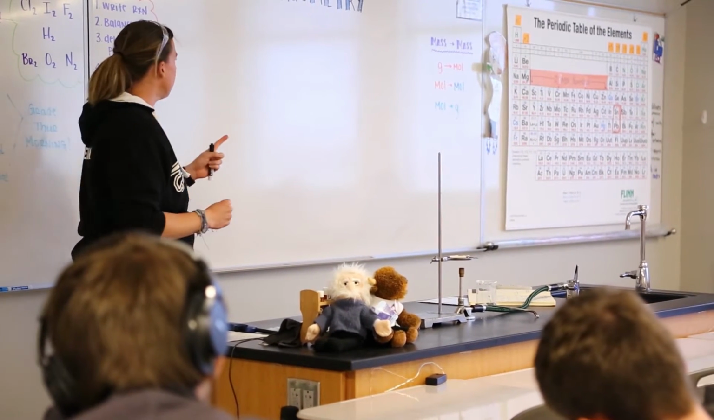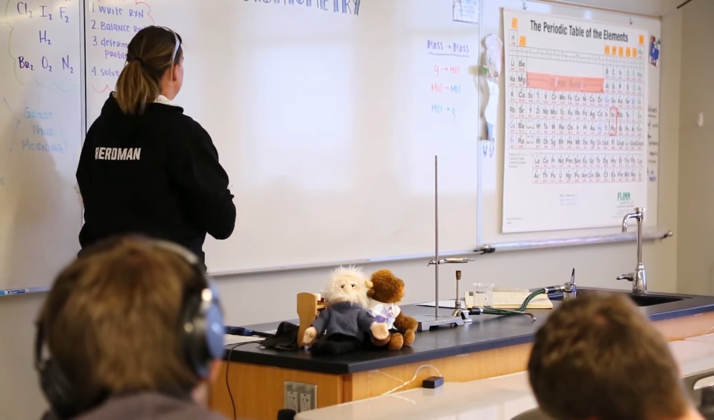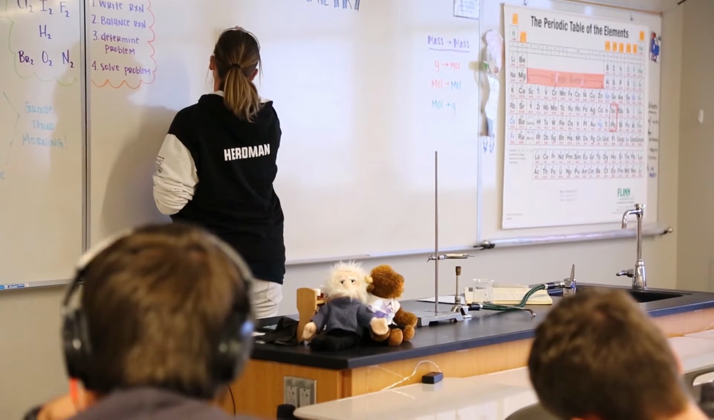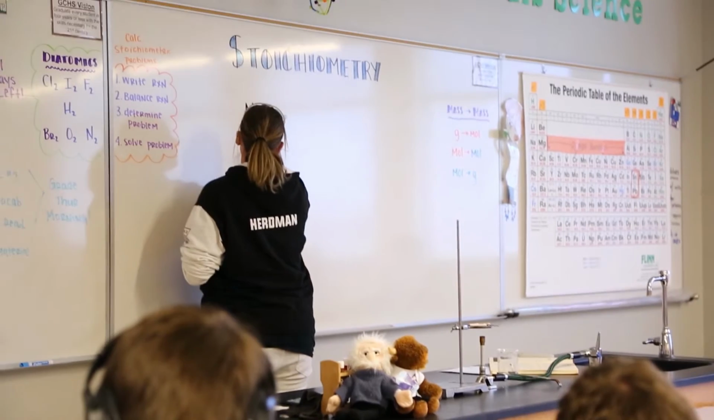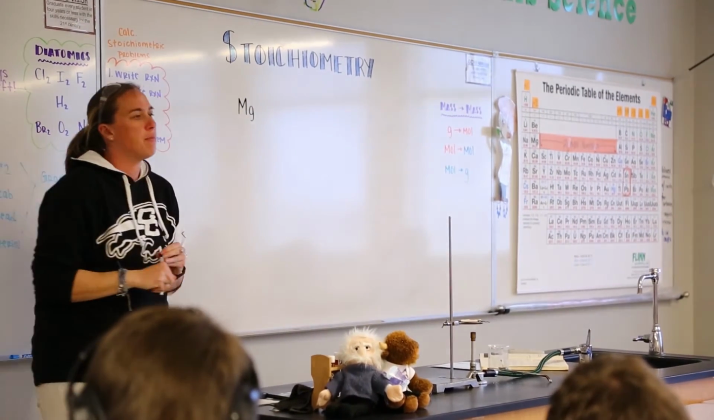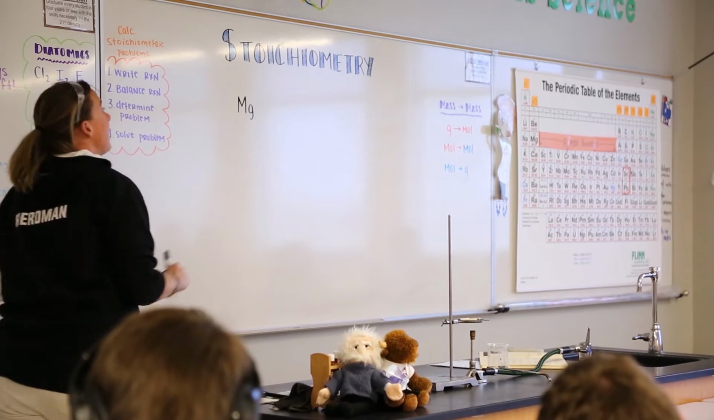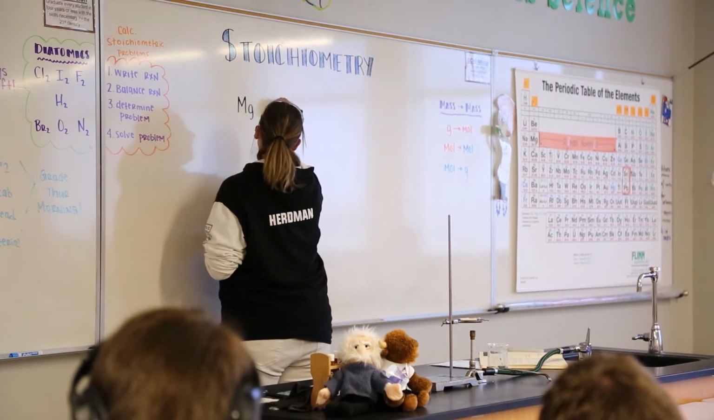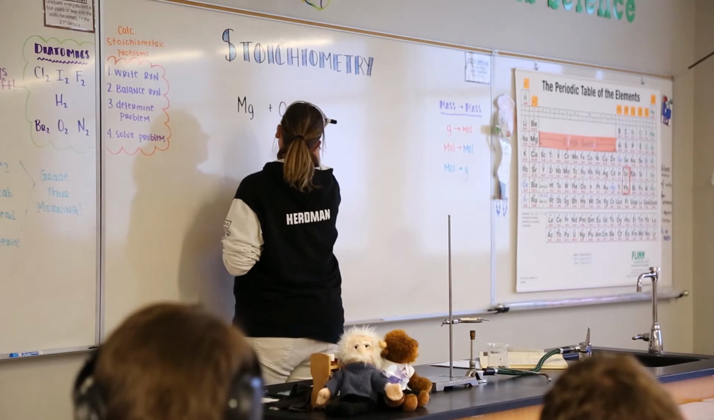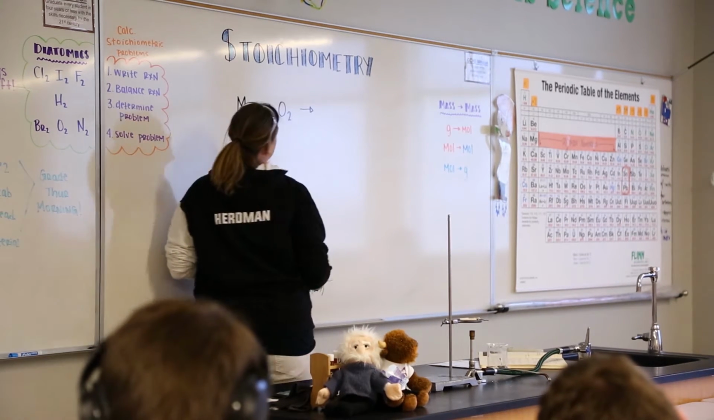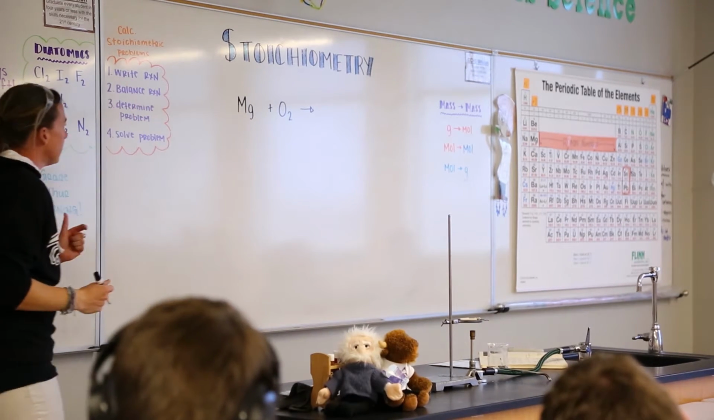So first things first, what is our symbol for magnesium? Mg. And if we're going to burn something, what do we need to burn? Fire. We need fire. We need oxygen, right? All right. Oxygen. So we're going to make magnesium oxide. Let's figure out the formula for magnesium oxide.